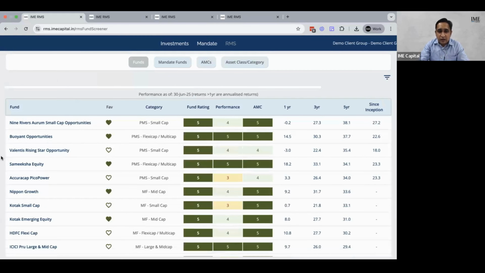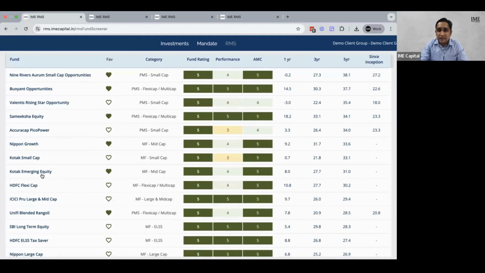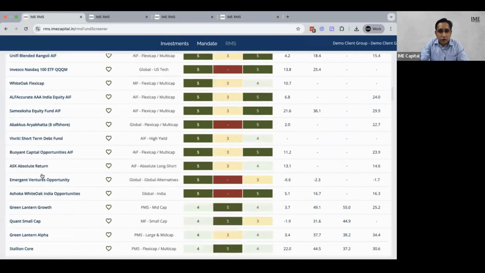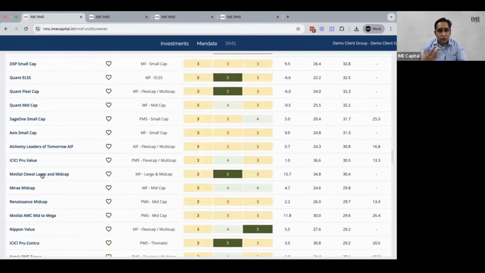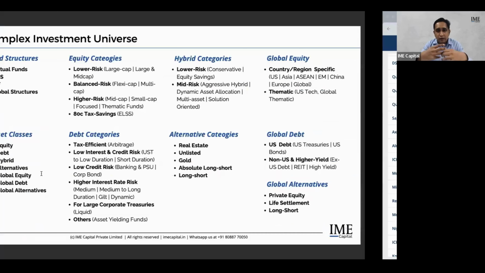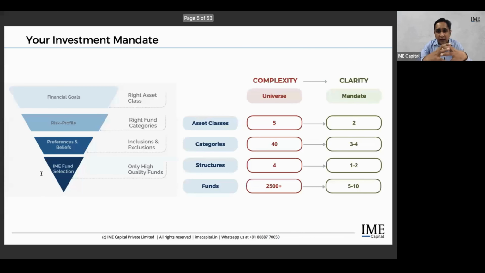Now, this is just a snapshot of some of the higher rated funds on our platform. And if you just look at the sheer number of options, this complexity is something which can be overwhelming. And how do you really solve for that? That is really what an investment mandate does.